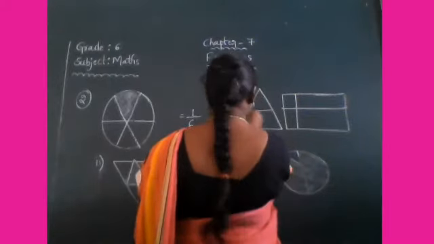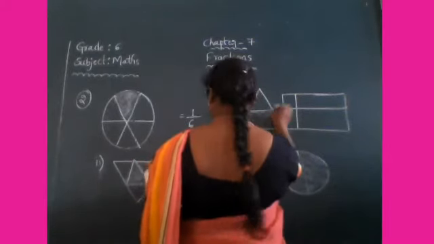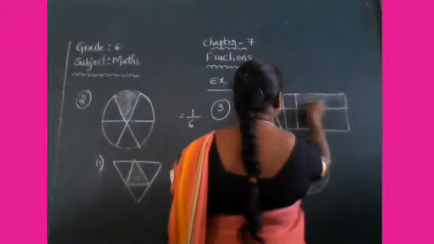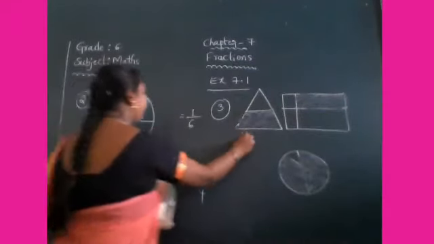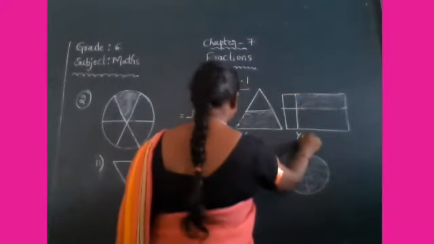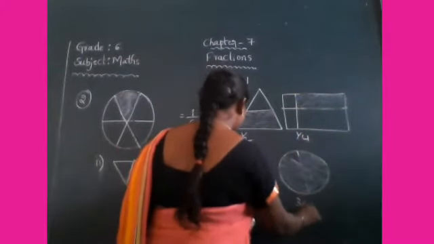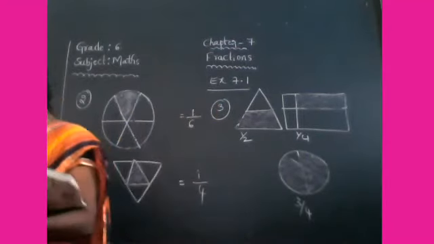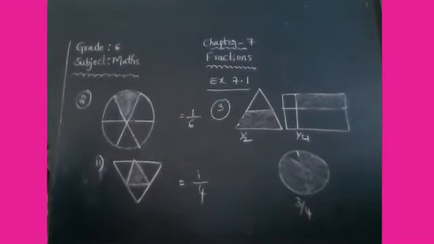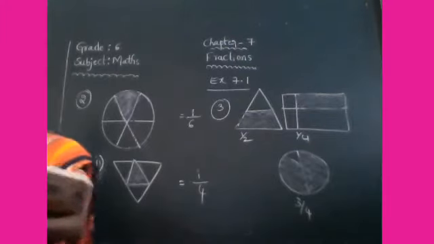So already he has shaded here also. But here this is 1 by 2, it is 1 by 2, and it is 1 by 4, and this is 3 by 4. So what you have to do here? You have to identify the error. So where did the error happen?